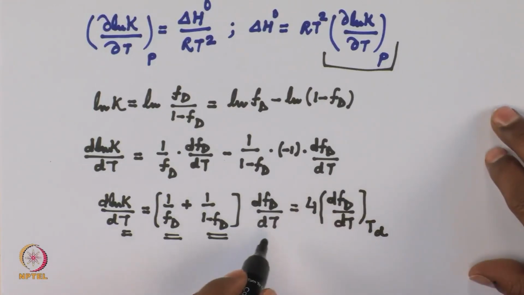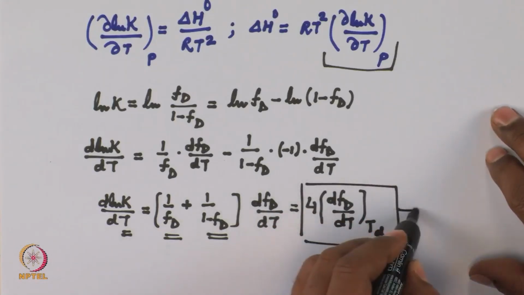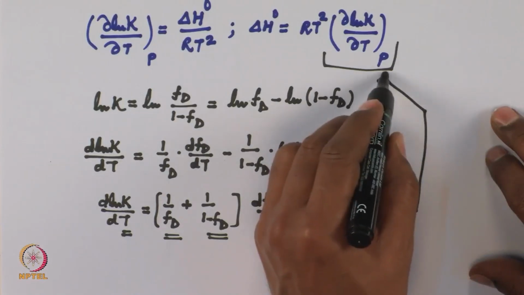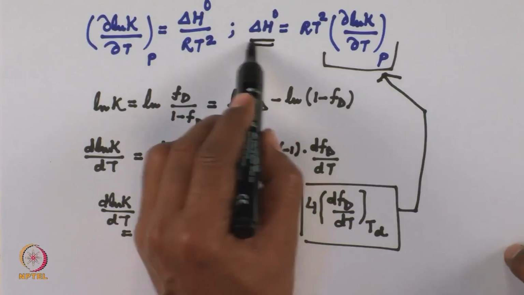And whatever we derived now can be substituted over here, and we can get the value of delta H naught.